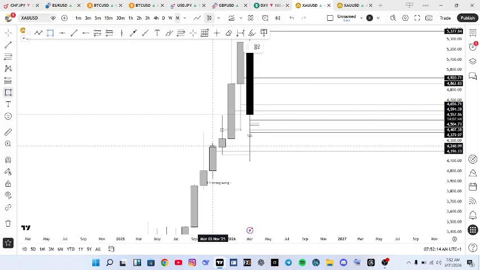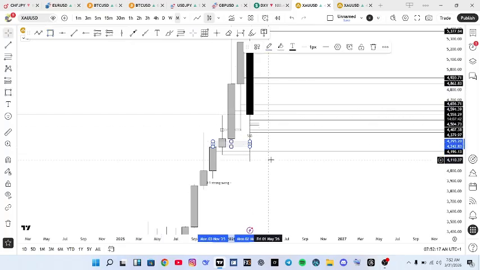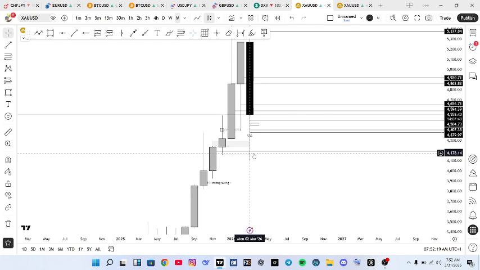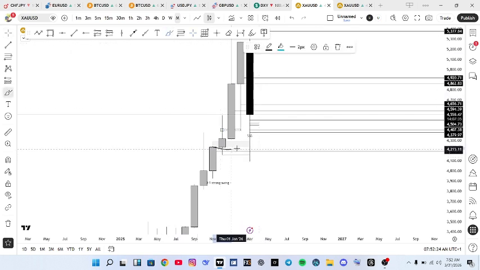You see that we have a gap here on the monthly time frame that was not filled. Price came down to this zone. This is an OC level here. This open and close, this is an OC level, it's a key level. Now price came to this zone, filled this gap and tapped into this OC level on a monthly time frame.